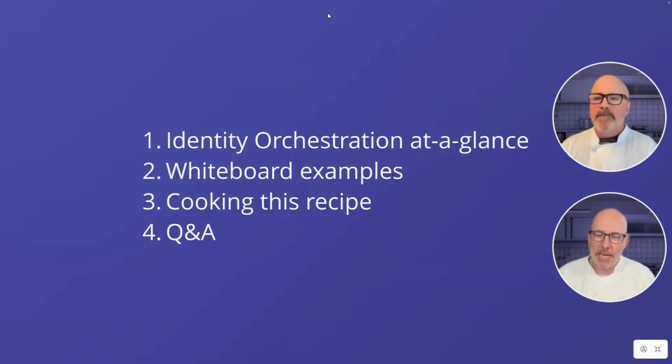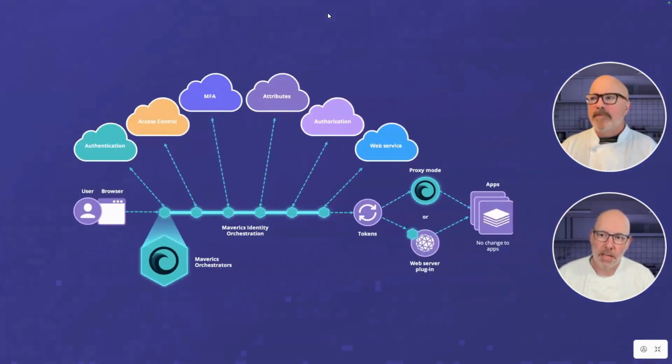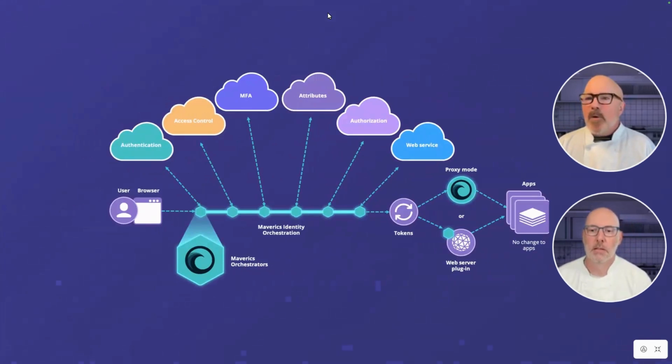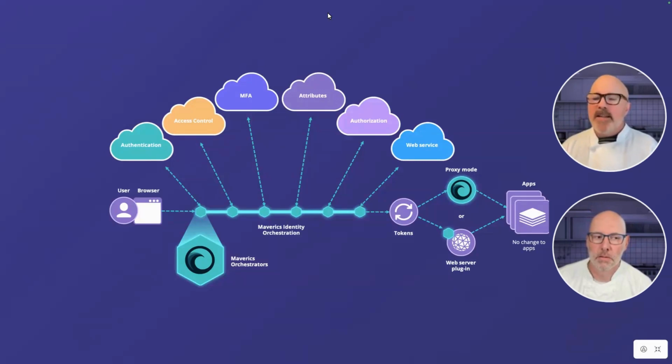So again, we can set the foundation for the style of cooking that we're going to be doing today. Chef Terry. Yeah, absolutely. Thank you, Mark. Identity orchestration really is a unique way to solve identity-related challenges. And simply put, it allows you to protect applications, be those new modern applications or older legacy ones, in a really powerful and meaningful way.